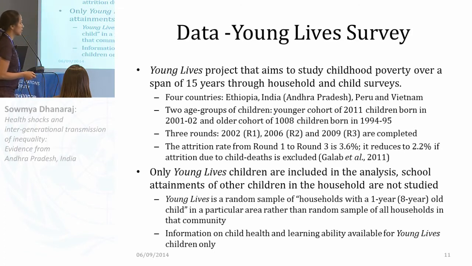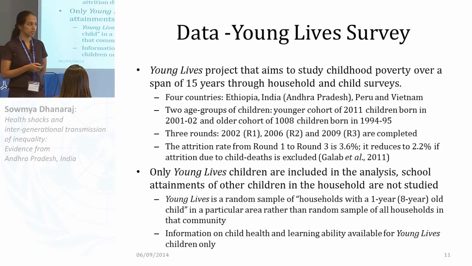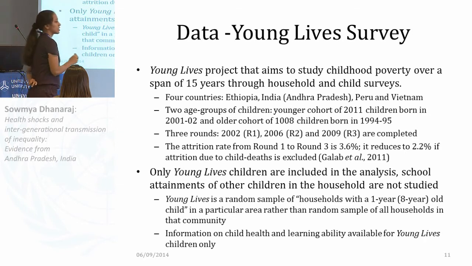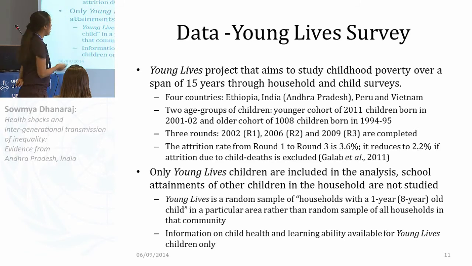Now, 3 rounds of the survey have been completed, and in my analysis, I'm using all the 3 rounds. The attrition rate compared to other panel surveys is very low at 3.6%. Now, in this particular study, I'm only using the Young Lives children in the analysis. The schooling outcome of other children in the household are not studied.